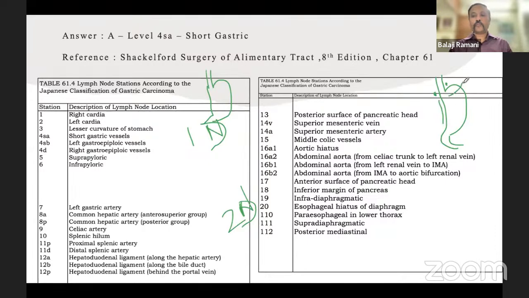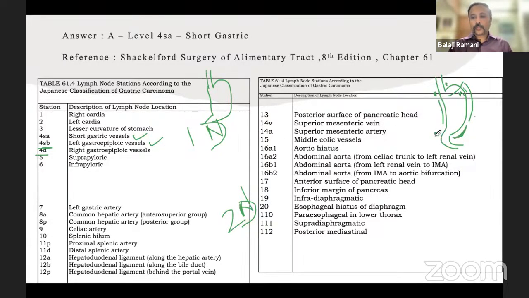Then you have your 4, which is going to be the nodes along the short gastric. The posterior short gastric vessels will come here, so that is going to be your 4SA. Then you have your left gastroepiploic, which will originate here and come all the way to here. So this is going to be your 4SB nodes. Then you have your 4D nodes, which will come along the right gastroepiploic, so these will be the right gastroepiploic nodes. So this is the 4SA, 4SB, and the 4D nodes. These are the levels which are going to be there.